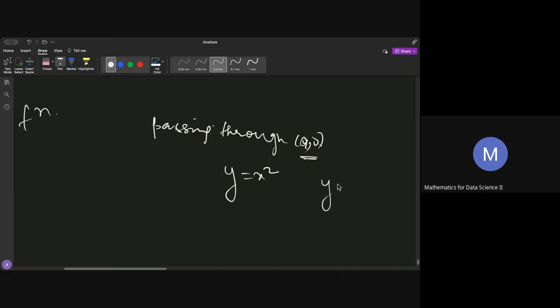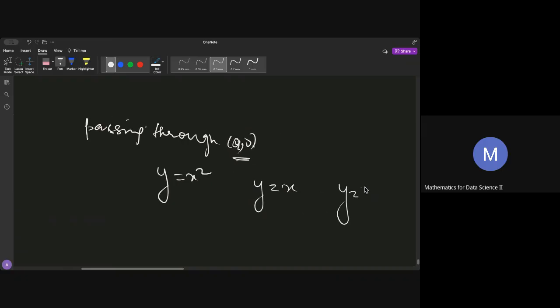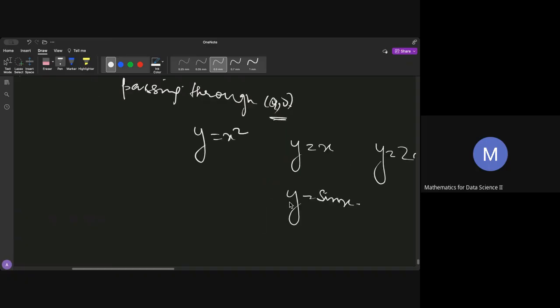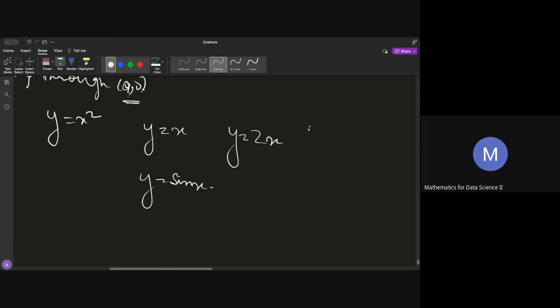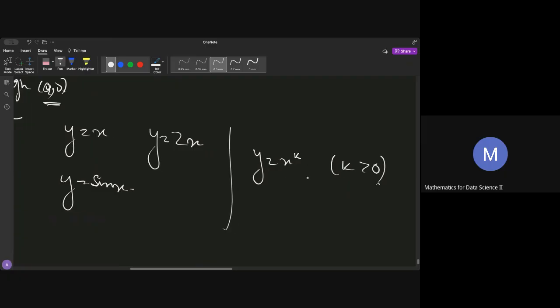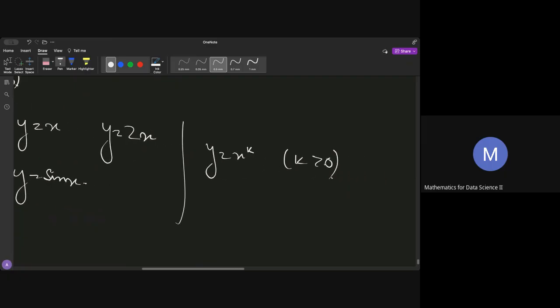Or you can take y is equal to x as well. You can take y is equal to 2x. All of these functions pass through (0, 0), right? y is equal to sine x also passes through (0, 0). You can take any one of these. So the most general will be these things. If you have to generalize, y is equal to x to the power k, when k is strictly greater than 0. When k is strictly greater than 0, this curve passes through (0, 0).